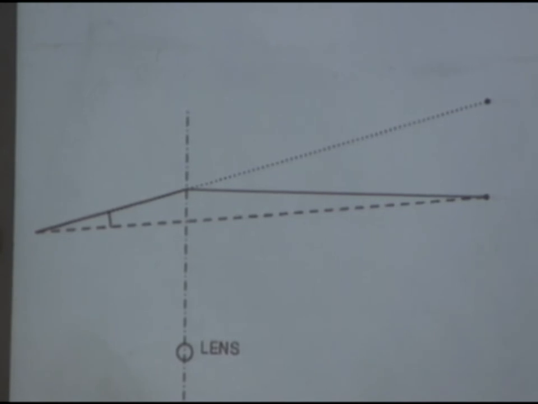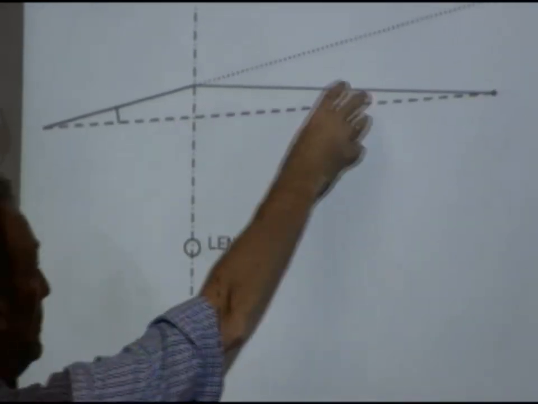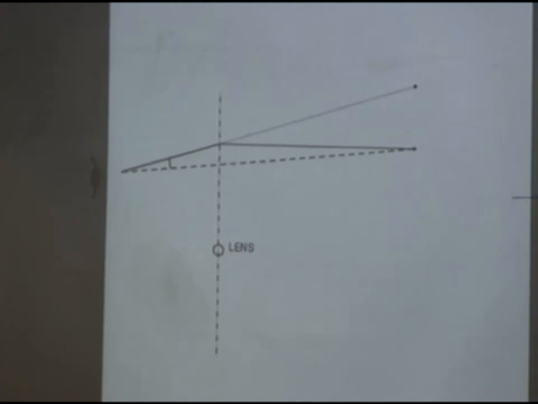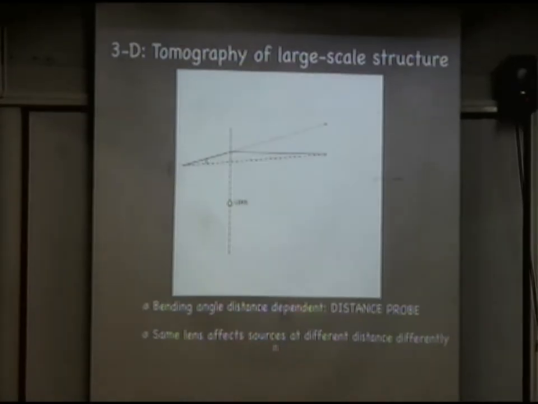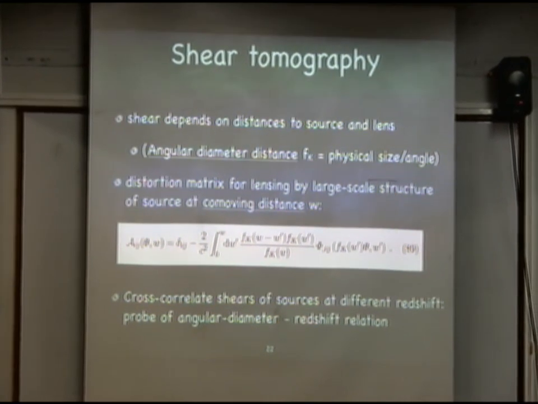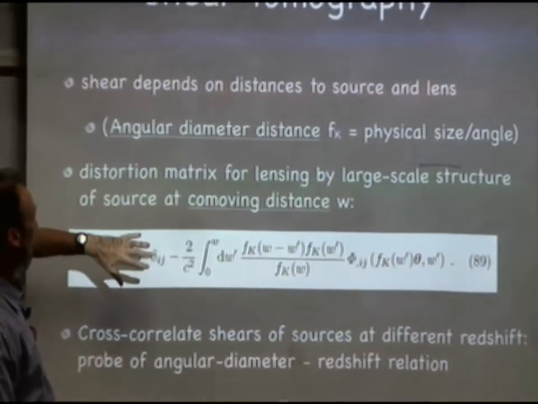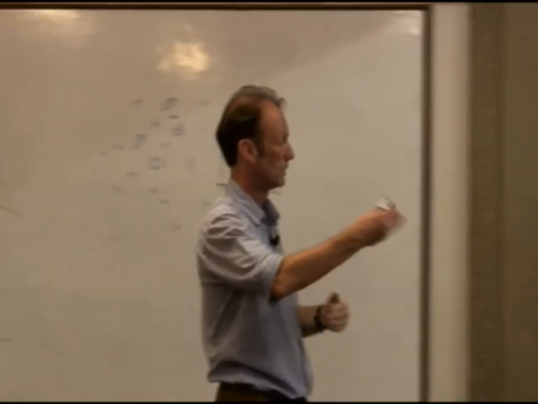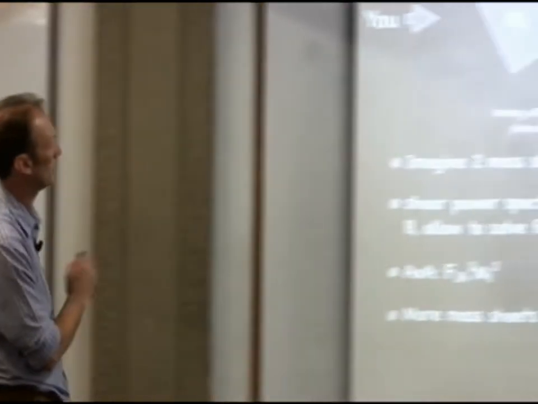So if we can take a lens and we can look at lots of sources behind it at different redshifts, then we can try to measure this distance to different redshifts, and that's how we do our cosmology. The same lens will affect sources at different redshifts differently, and we can measure this. Okay, so this is one effect. The other effect is the shear tomography that you can do. The shear depends on the distance to the source and the lens. The distortion matrix also does, and you can try to measure this slice by slice and try to see, well, let me show you on the next slide where there's a picture, I think.